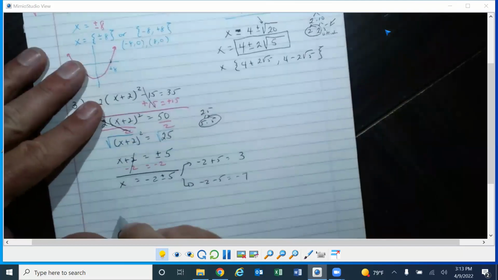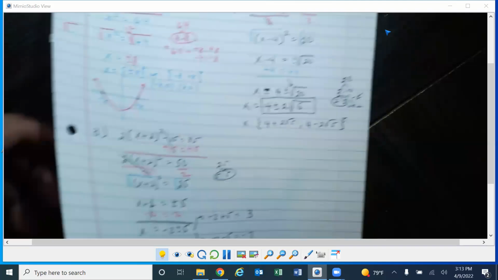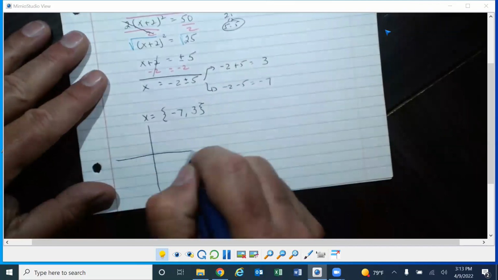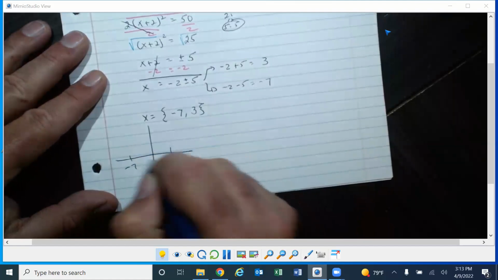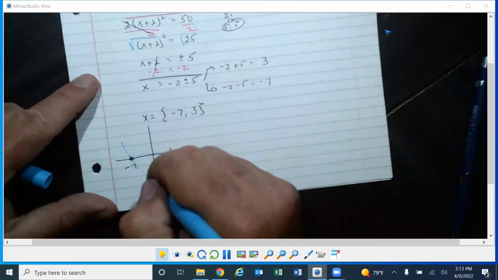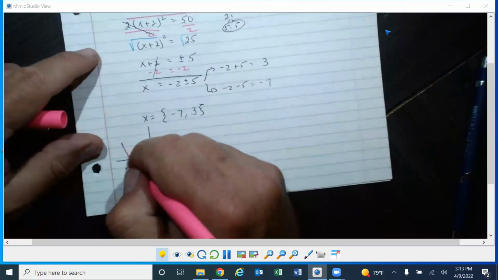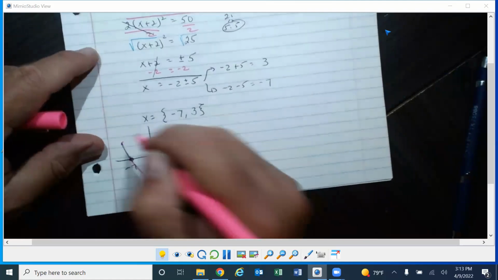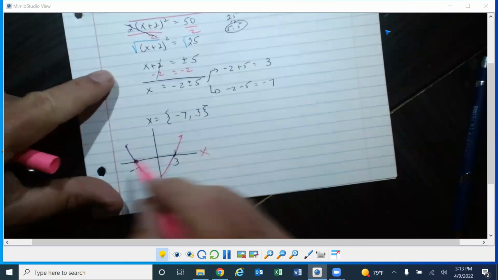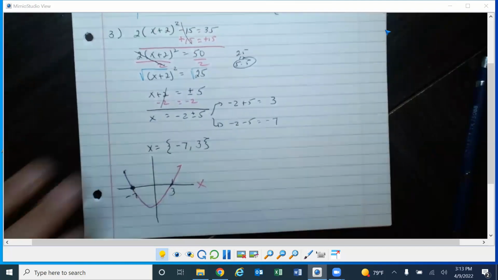So x will equal, and I'm going to use the little bracket, negative 7, and I'm putting negative first because it's smaller, and 3. These are both my x-intercepts. This is where my parabola is going to touch. There's negative 7, there's 3, where they're going to touch, and we're going to have a parabola touch both of them. My pen's going out, figures. Touch the x-axis. This is the x-axis at negative 7 and 3. Okay, and that's how you do 1, 2, and 3.